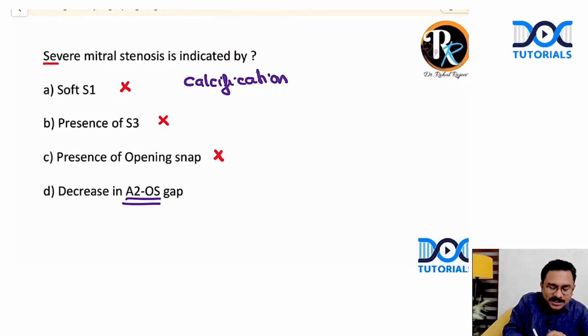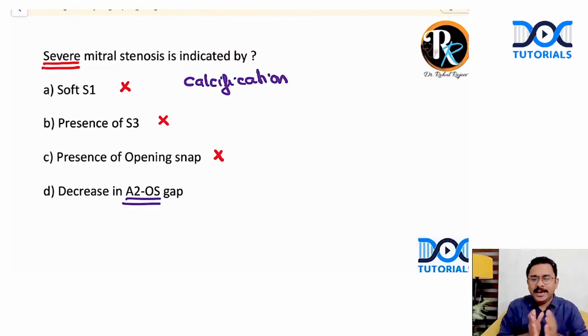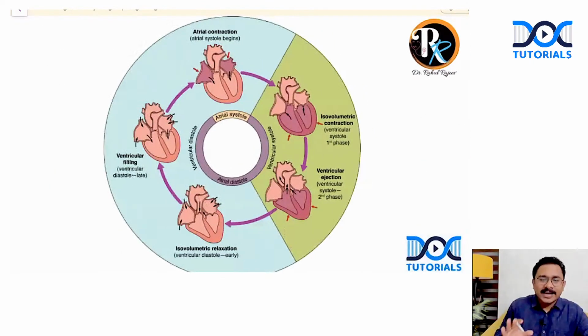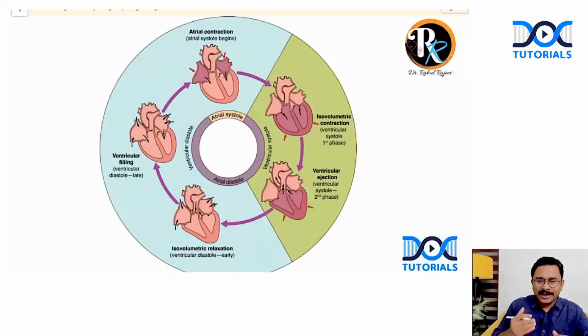But what is the question, Dr. Vasif? It is severe MS. So when do you say MS is severe? MS is said to be severe when there is a decrease in the A2-OS gap. If you remember the cardiac cycle which I have taught you in my lectures, after the closure of the second heart sound, that is where the S2 is, then comes the opening snap, because after the isovolumetric relaxation phase is when the valve will open.